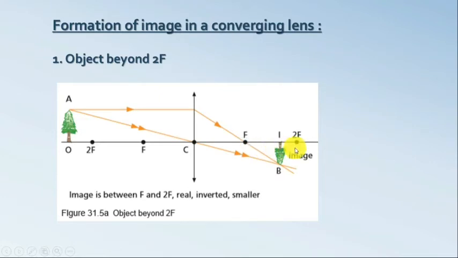Number two, where is the location of the image? It is between 2F and F. Here, the object is beyond 2F, but the image is between 2F and F. What also? It is a real image.